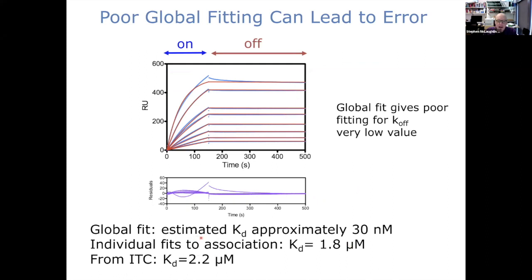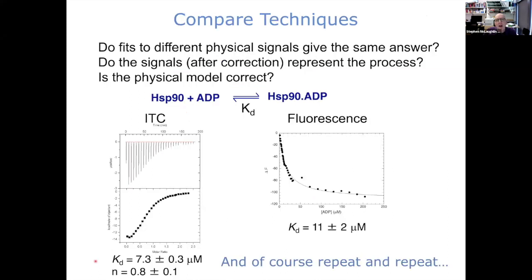Fitting globally gives us a very, very tight KD. Fitting individually gives us a substantially different KD, which was similar to the ITC. And that emphasizes that if you want to know whether your different physical signals give the same answer, do different techniques and compare them, like fluorescence polarization or ITC. And of course, the thing is to repeat, and repeat.